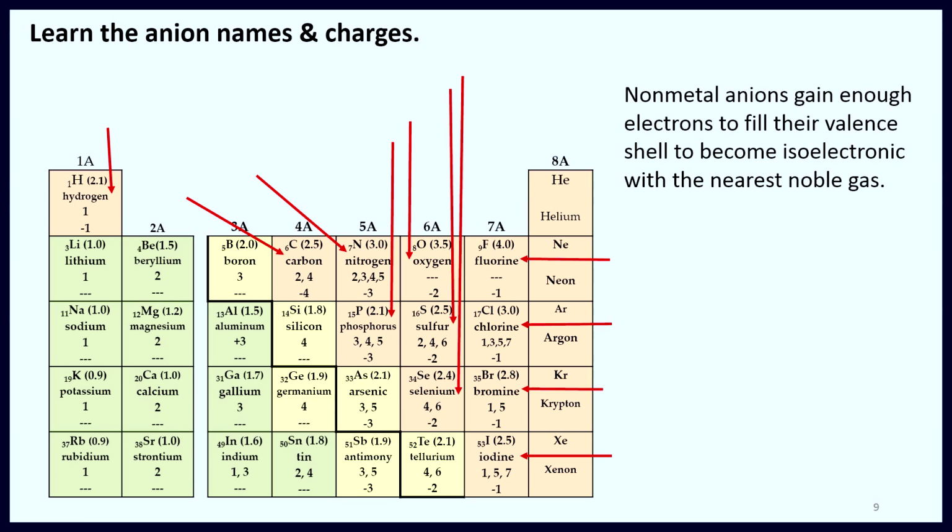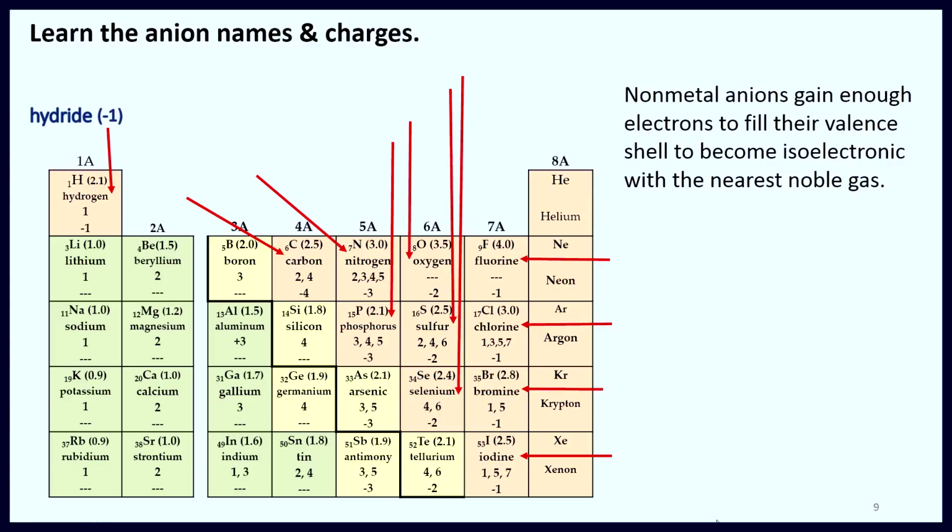We need to learn, that is, you need to learn, the anion names and their charges. Now, the process is that nonmetal anions gain enough electrons to fill their valence shell, their outermost electron shell, to become isoelectronic with the nearest noble gas. In the case of hydrogen, the nearest noble gas is in group 8A. It's helium with 2 electrons, so it would gain just 1 more electron. And when it gains an electron, a negative charge, it takes on a charge of -1, and it's now called hydride. The ending is -IDE.